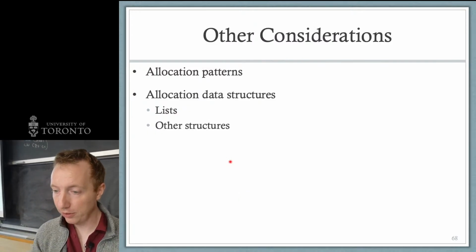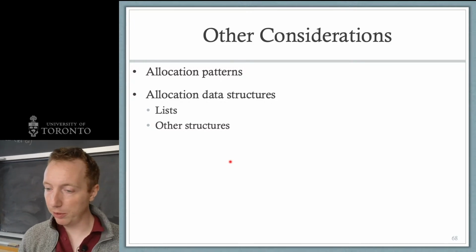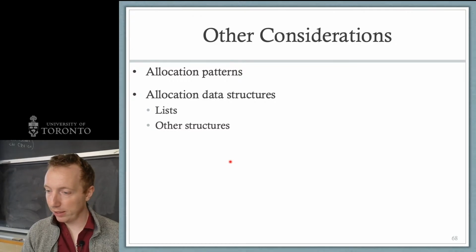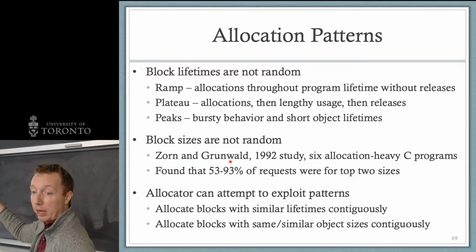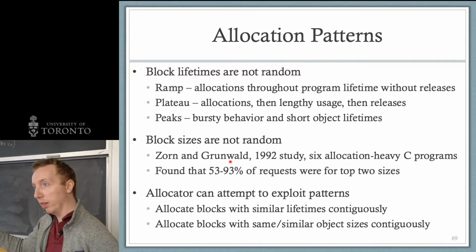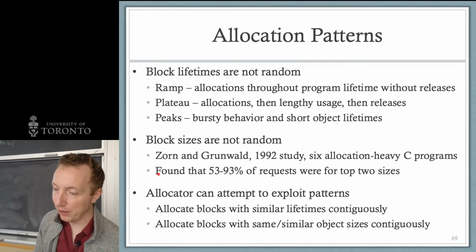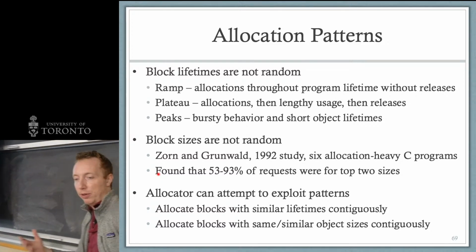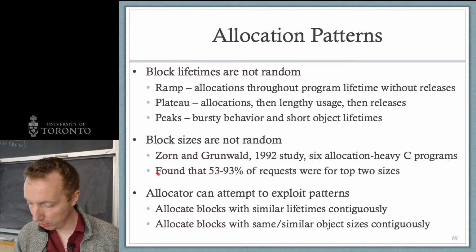All right, other considerations. Allocation patterns, we kind of discussed that. If you know allocation patterns, you might be able to do a better job. You might have different structures you could use. Lists are definitely one. People like that, but there are other structures. Generally, block lifetimes are not random. They can ramp up, they can plateau, they can have peaks where there are a lot of short-lived objects. People studied this even in 1992, and they found that over half, up to 93%, of the allocations were just for requests of the top two sizes. So if you optimize those cases, that's the most frequent case, and you can do pretty well.